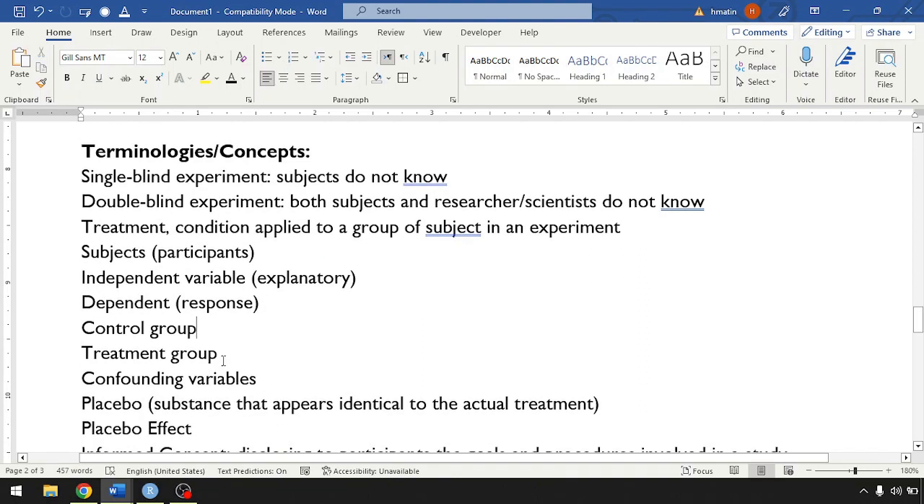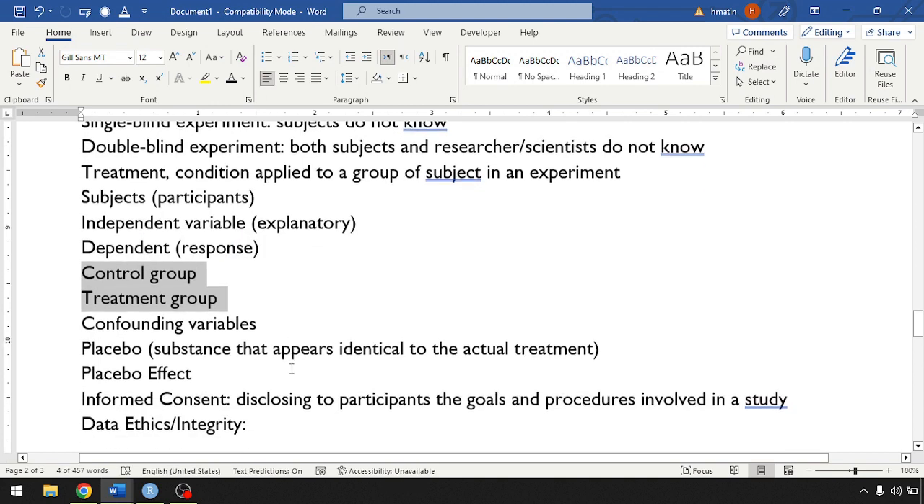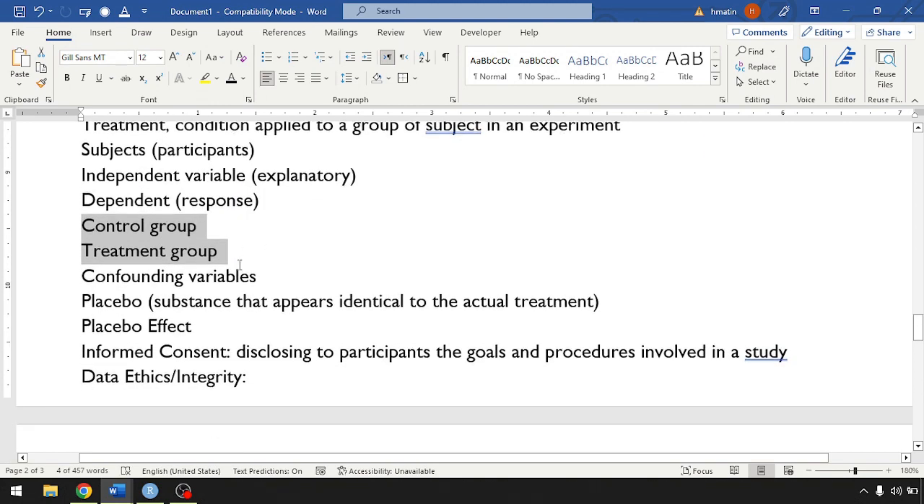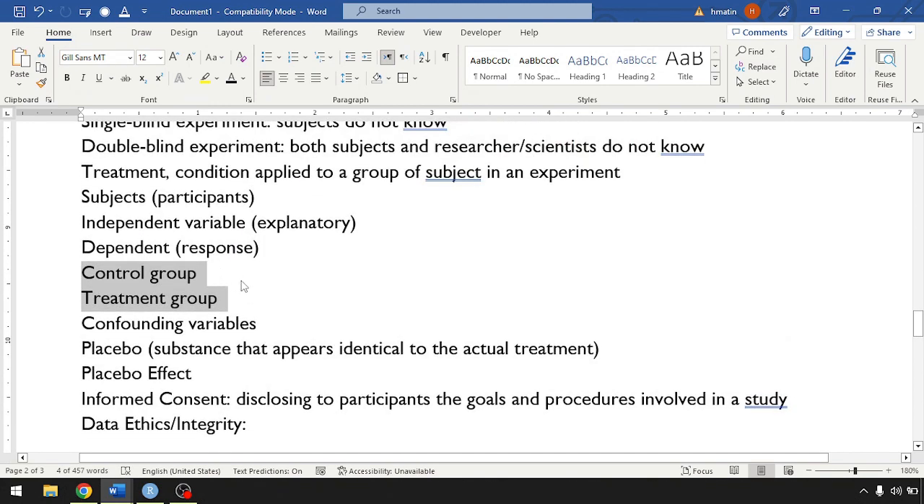Control group, treatment group. These two have applicability with experiments. Control group is the group that is not given the treatment. For example, if the experiment involves giving medicine to two groups, one of them is the control group, another one is the treatment group. Control group will receive the placebo or not be given anything at all, but the treatment group is given the experiment to test the difference of the effect.